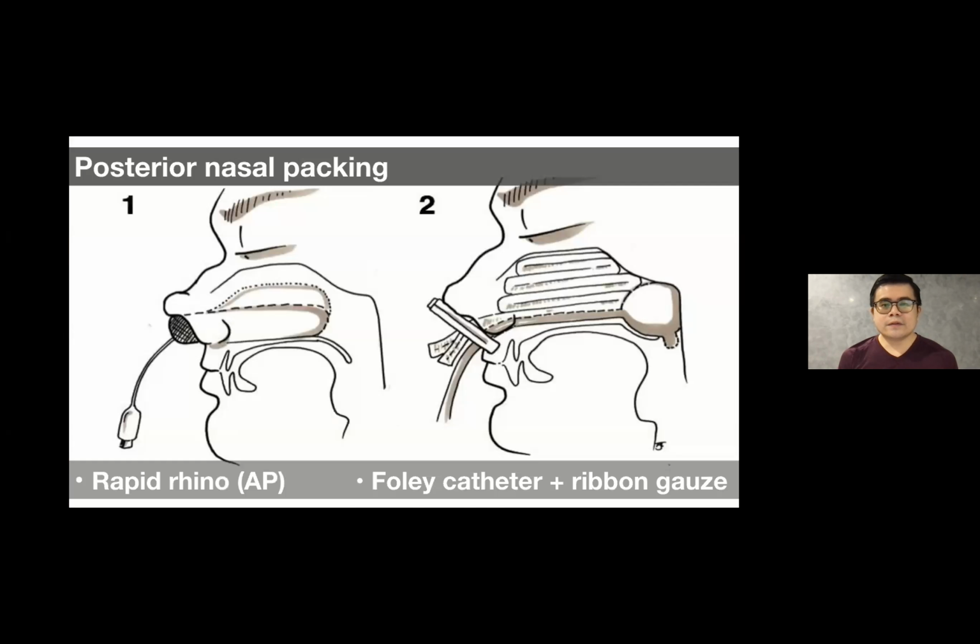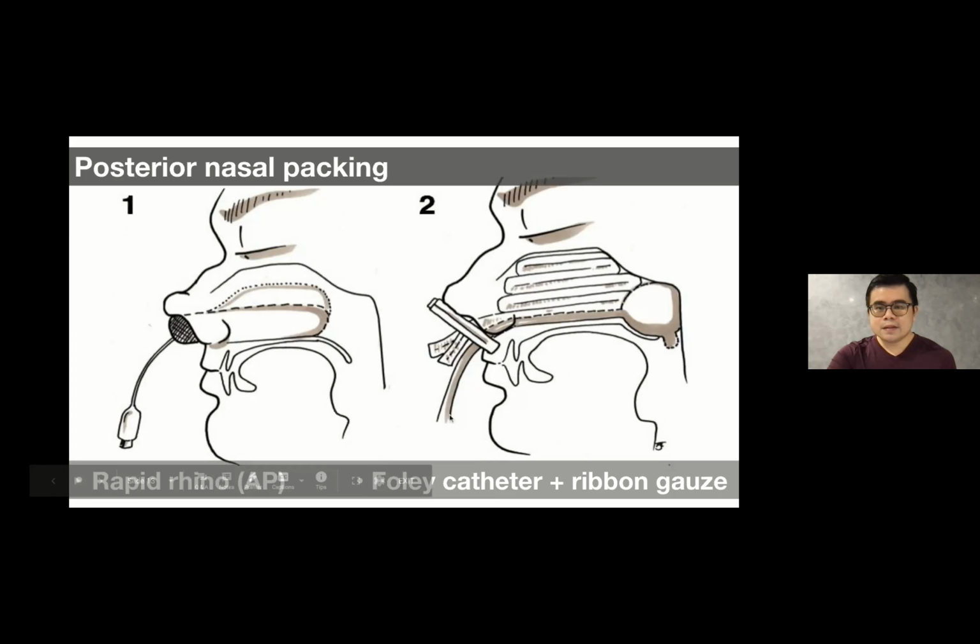And if the bleeding is from the back, so it's a posterior bleed, then you can perform a posterior packing instead. So you can use an anterior posterior rapid rhino, which is essentially a rapid rhino but it's longer so that it can reach the posterior part as well. Or you can use Foley's catheter and ribbon gauze.